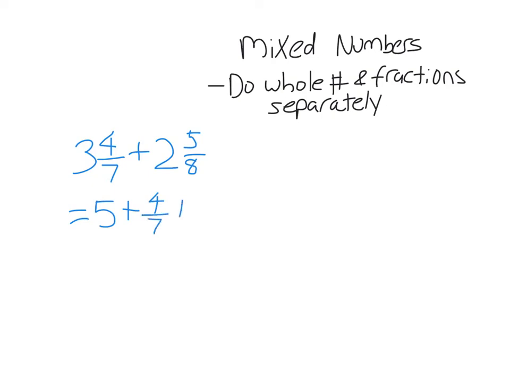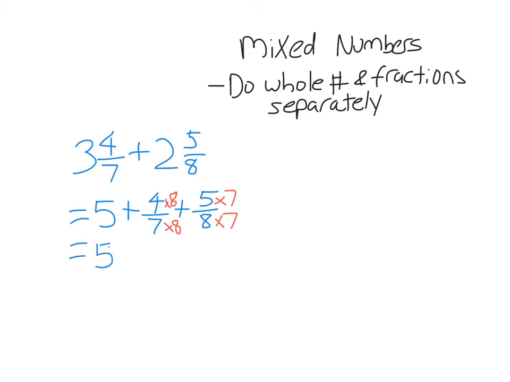So to do 4 over 7 plus 5 over 8, you're just going to do that exactly the same way we did on the previous slide. So the lowest number divisible by both 7 and 8 is 56. So I'm going to times bottom and top of the first fraction by 8. And then I'm going to times top and bottom of the second fraction by 7. So I will get the same denominator. So I'm leaving the 5 alone now.